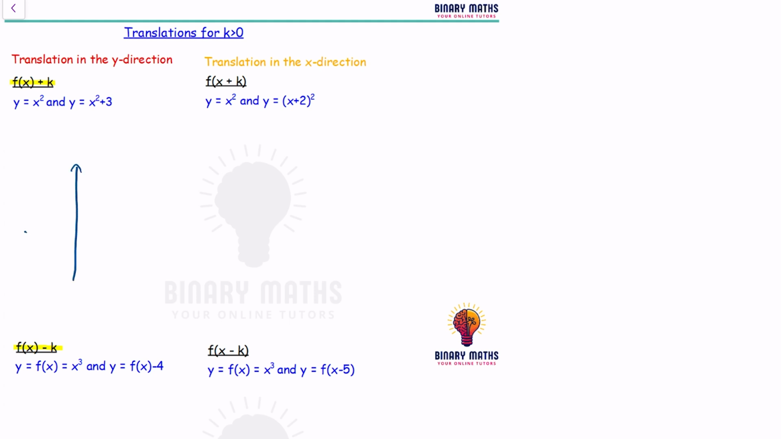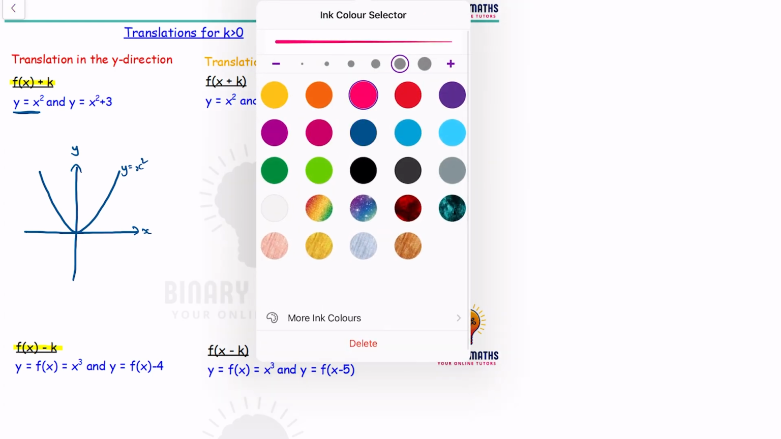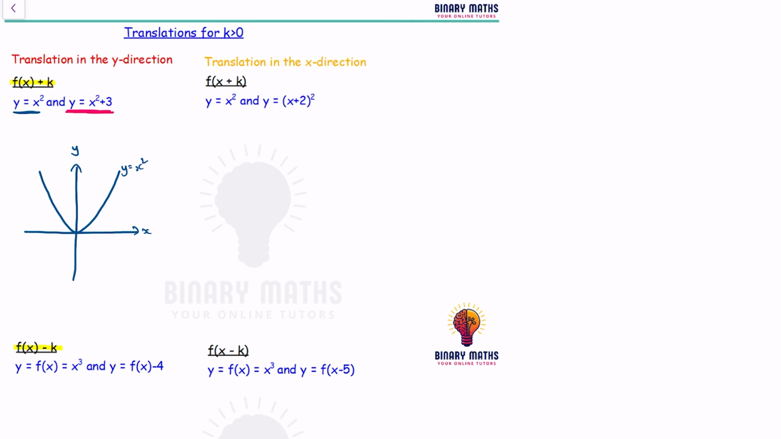Okay, so let's look at what happens when we do these translations. If we're looking at this, this is x and this is y, y is equal to x squared looks like this. So y is a parabola going through 0. So y is equal to x squared. This is the first one. Now, if we think about y is equal to x squared plus 3, because we're adding 3, it'll go through 3 now, here, and everything will shift upwards by 3. So it's gone up by 3 from the original.